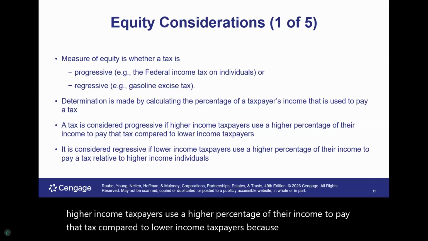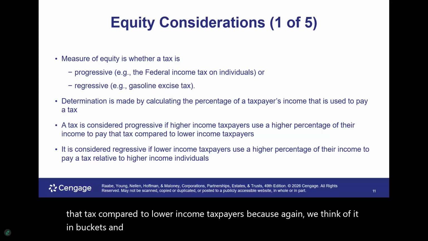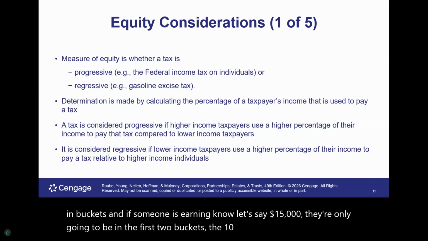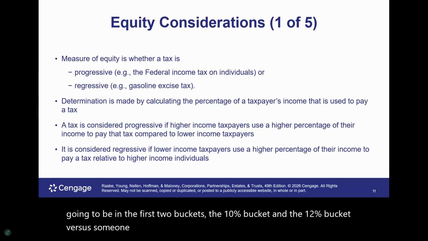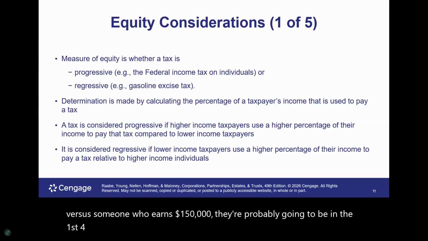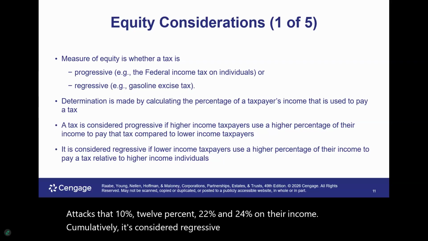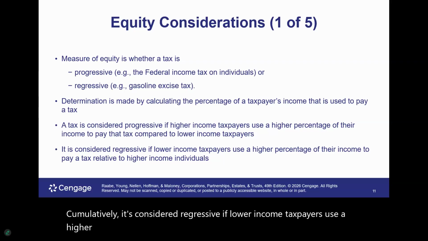Because again, we think of it in buckets. If someone is earning, let's say $15,000, they're only going to be in the first 2 buckets, the 10% bucket and the 12% bucket, versus someone who earns $150,000. They're probably going to be in the first 4 buckets, right? So they're taxed at 10%, 12%, 22%, and 24% on their income cumulatively. It's considered regressive if lower income taxpayers use a higher percentage of their income to pay a tax relative to higher income individuals.